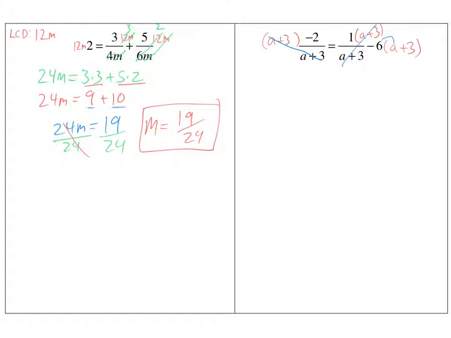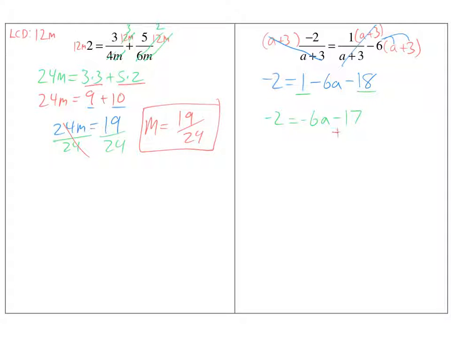And I'm going to have to distribute this right here. You can see that. So on the left side, all I have is a negative 2 left, equals. And then I have this 1 left. And then I have a negative 6 times a and a negative 6 times 3. So negative 6 times a is negative 6a. And negative 6 times 3 is negative 18. Now we solve. Can I combine these two right here? Yeah. So I have negative 2 equals negative 6a, and 1 and negative 18 is negative 17.